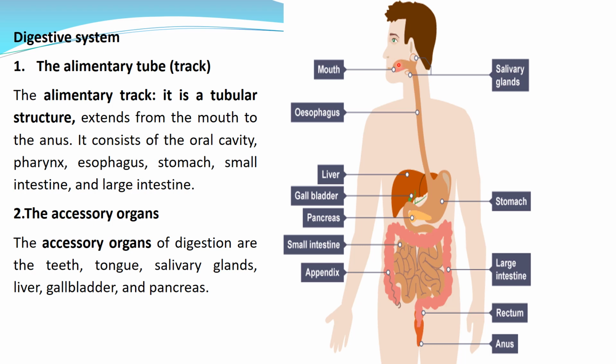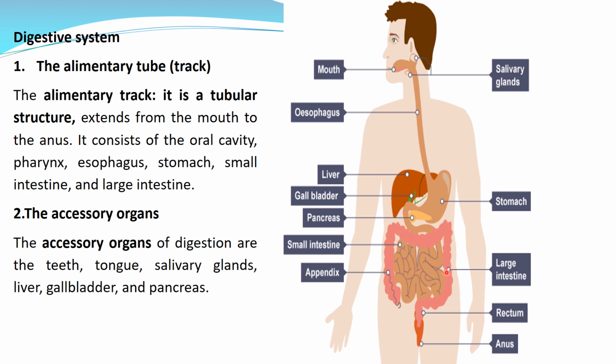oral cavity, pharynx, esophagus, what we have here is the stomach, then the small intestine. It is the longest part of the digestive system. It is made of different sections, duodenum, jejunum and ileum. Then what we have is the large intestine. This section is all recognized as the large intestine, and the rectum and anus.